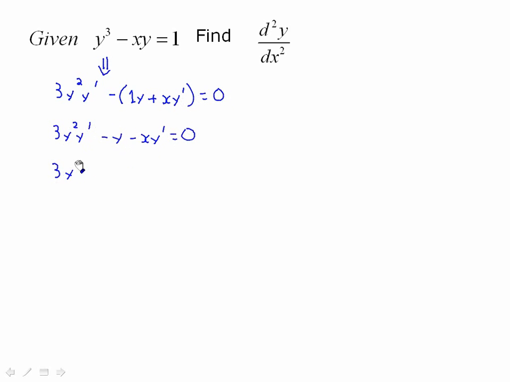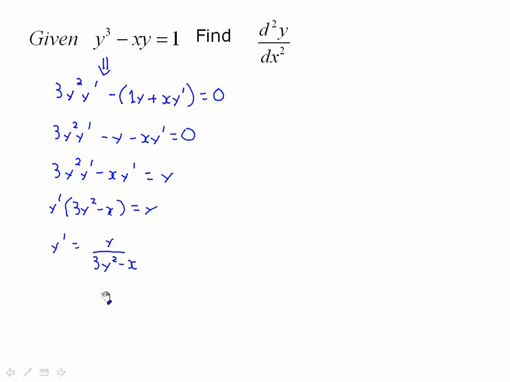So gathering up the y prime terms, 3y squared y prime minus x y prime is equal to y. Factor out the y prime, and you'll get y prime times 3y squared minus x is equal to y. And then y prime is equal to y over top of 3y squared minus x.